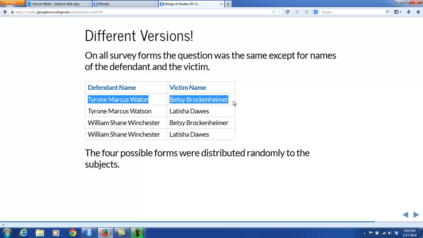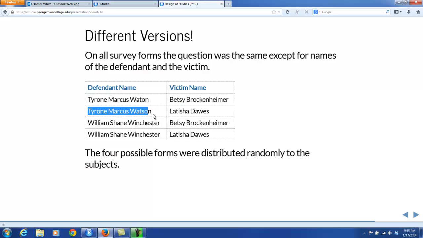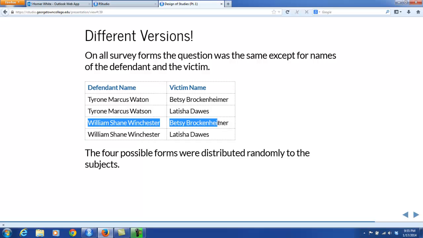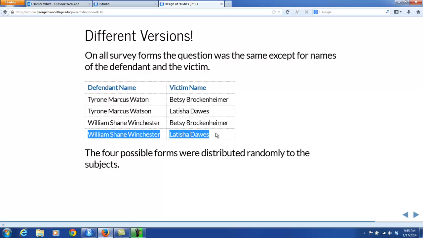On one form, the defendant was named Tyrone Marcus Watson and the victim was named Betsy Brockenheimer. On another form, the defendant was named Tyrone Marcus Watson and the victim was named Letitia Dawes. On a third form, the defendant was named William Shane Winchester and the victim was named Betsy Brockenheimer. And on a fourth form, the defendant was William Shane Winchester and the victim was Letitia Dawes. These 4 forms, about an equal number of each, were distributed randomly to the students who were in the survey.